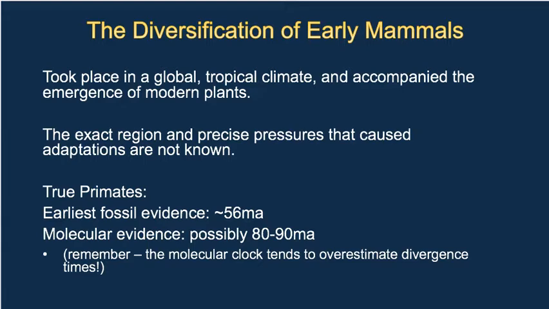And this syncs up with what we know of primate environments today. Primates tend to be tropically adapted animals, with the exception of humans. Now, the exact region and the precise selective pressures that caused primates to emerge are not really known. But we do know that the first primates emerge in the fossil record around 56 million years ago. It's likely that primates were around before that. This is just the first fossil occurrence that we have, the first evidence in the fossil record.